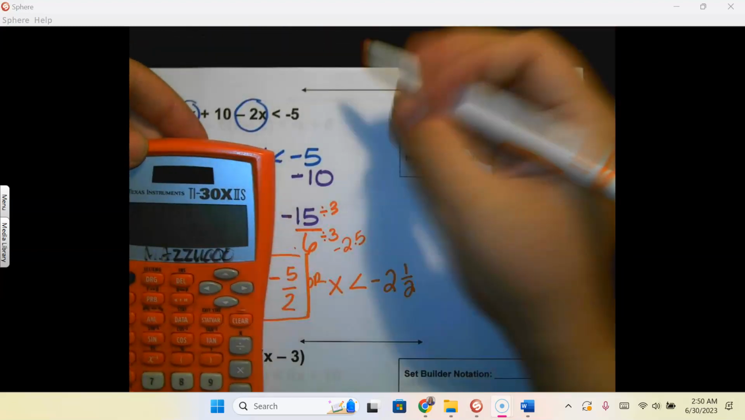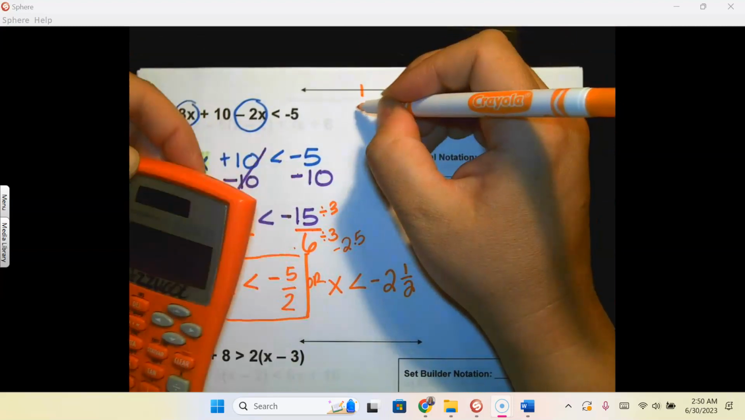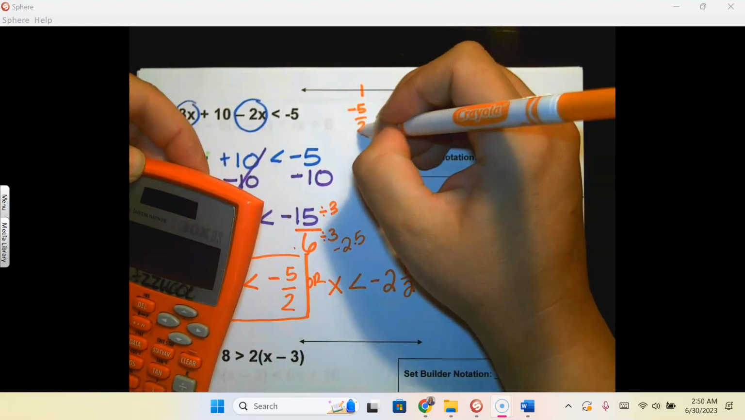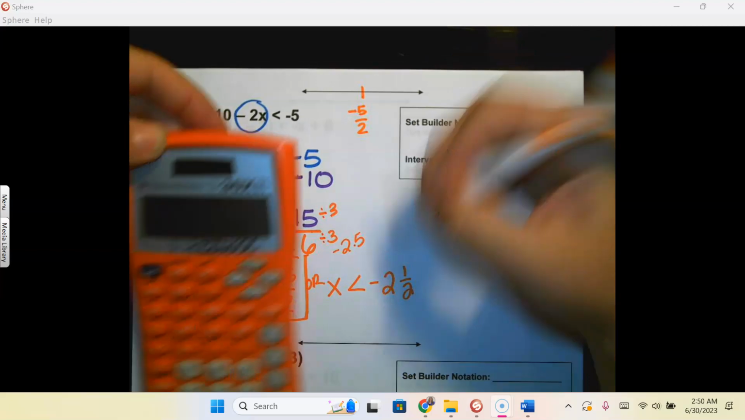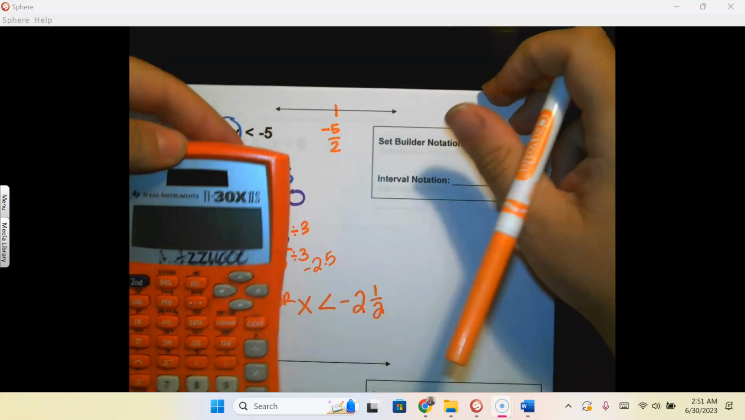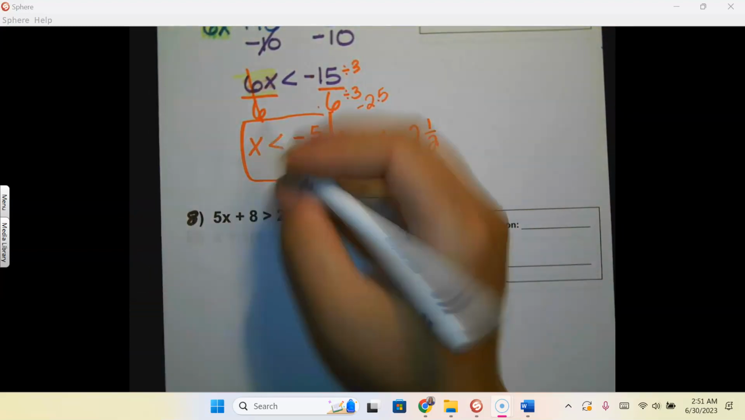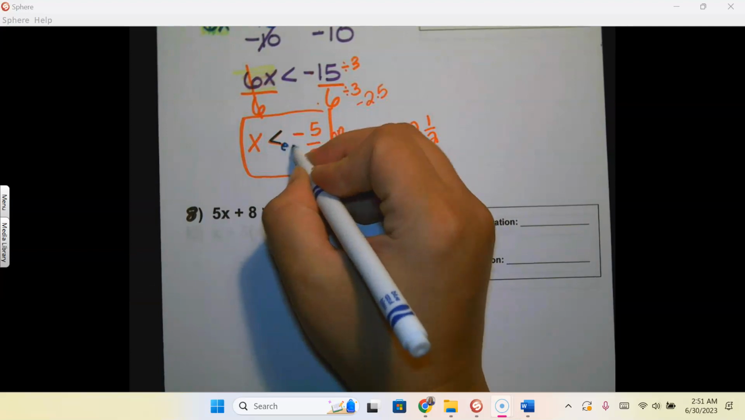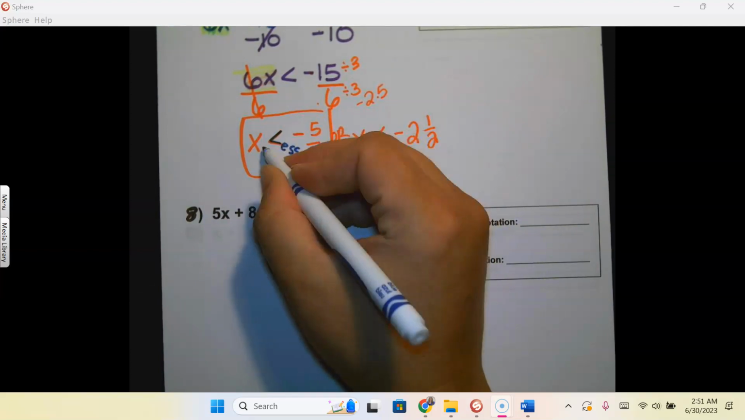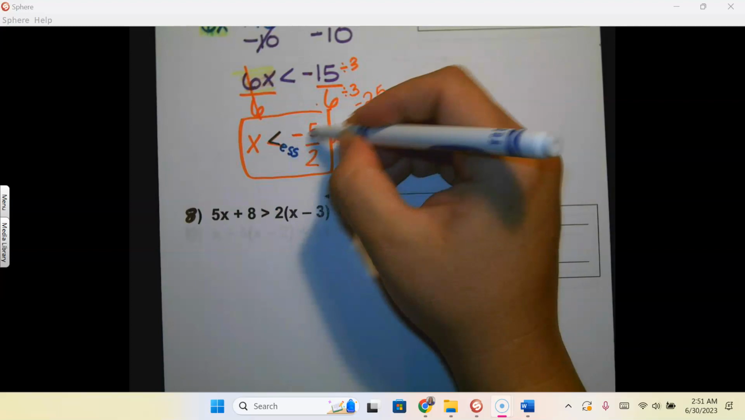So then we're going to go to our number line here. So you could put -5 halves here. You could put -2.5 instead if you want it as a mixed number. And then to figure out where we shade, one way is to read this. This is saying shade all the numbers, and this makes an L for left or less. So shade all the numbers that are less than -2.5.